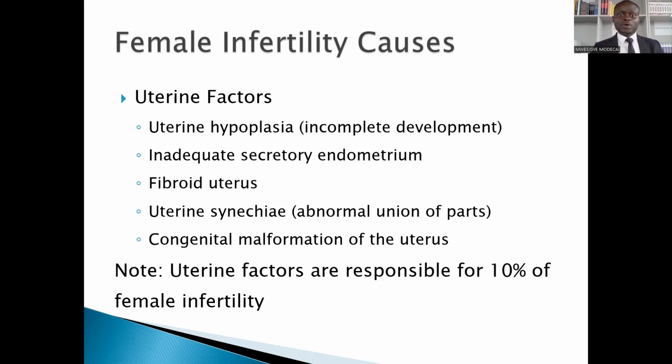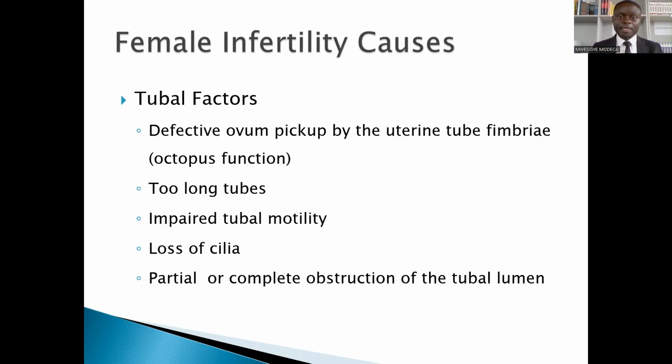We still also look at some other things like uterine hypoplasia, and that is the incomplete development of the uterus. And once it is not well developed, then it is going to make it hard for the sperm to have a pathway, because sometimes you find it is still having some tissue which is not allowing the sperm to pass through.